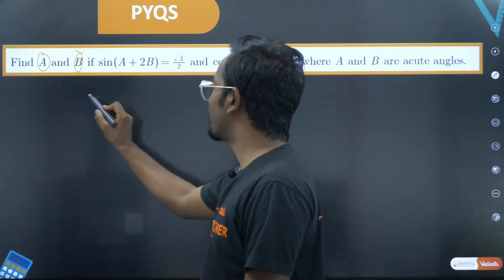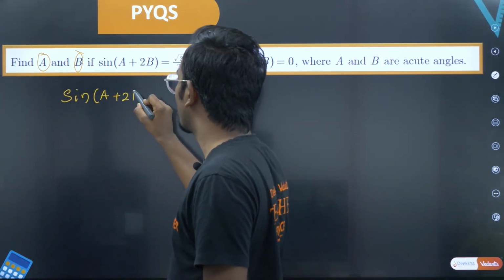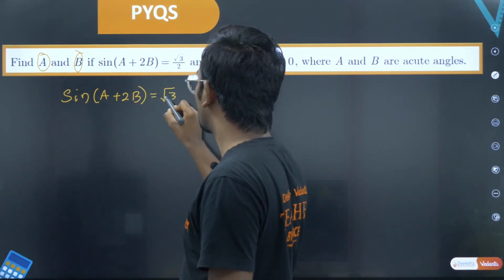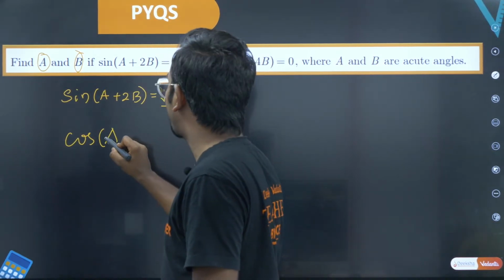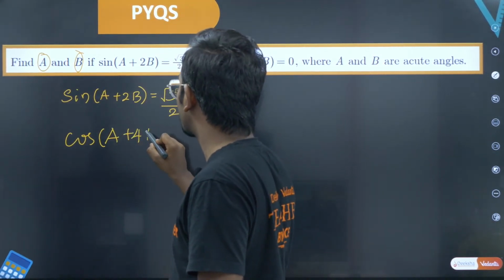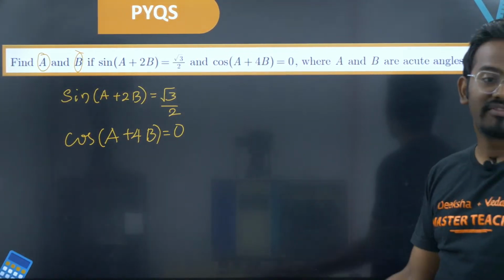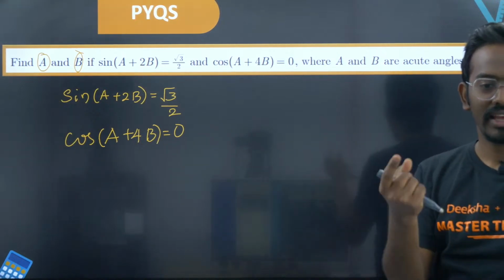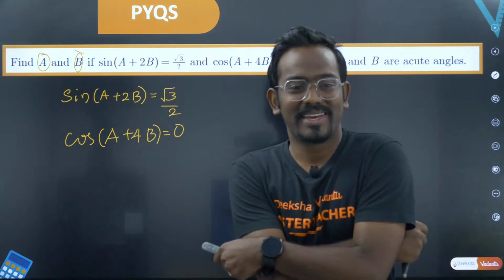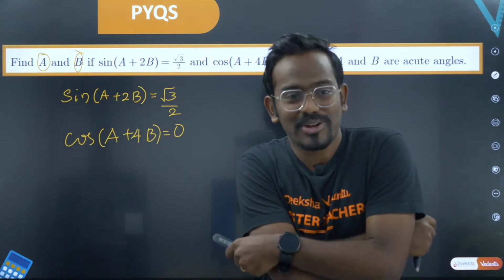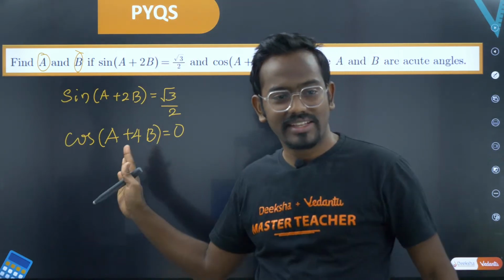If sine of A plus 2B is equal to root 3 by 2 and cos of A plus 4B is equal to 0. They have given two pieces of information, and from this information you are supposed to find what is A, what is B. Again the process begins now. I'll start solving and you should start solving by yourself, and before I finish I want you to get the answer. A very simple question.